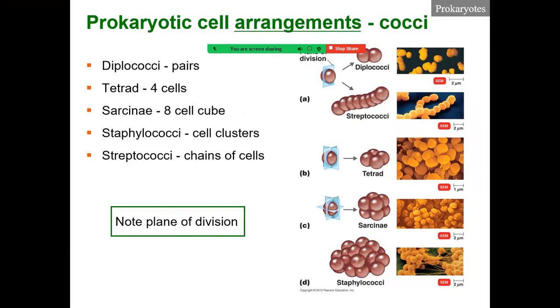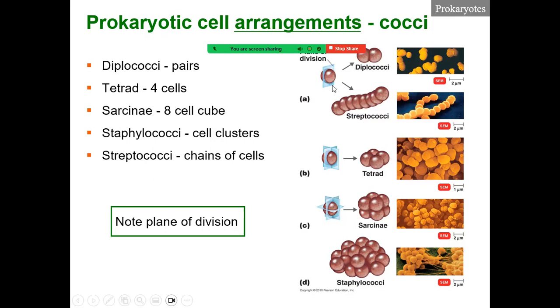With the cocci, you can also have staphylococci, shown here or here. This reminds people of a cluster of grapes. You have the grape stem here, and there's the grapes. And staphylococci actually means cocci in the shape of a grape cluster. Any question about any of that? Anyways, those are all the cellular arrangements for cocci.